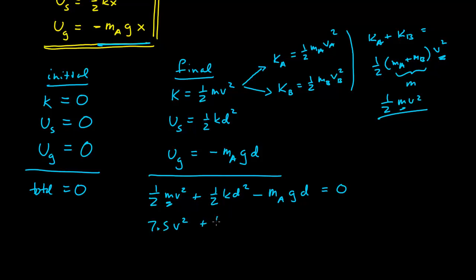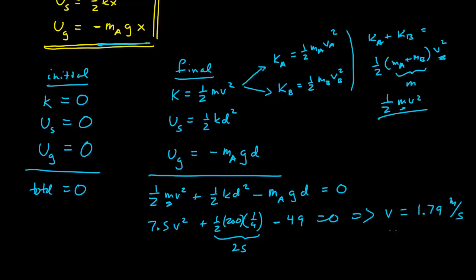plus this is 1/2 times 200. 1/2 squared is 1/4, and this is 50. We're going to use g as 9.8, so this is 49 then, times 1/2, this is 25, is equal to 0, and you can plug that in your calculator. I get velocity then is 1.79 meters per second.